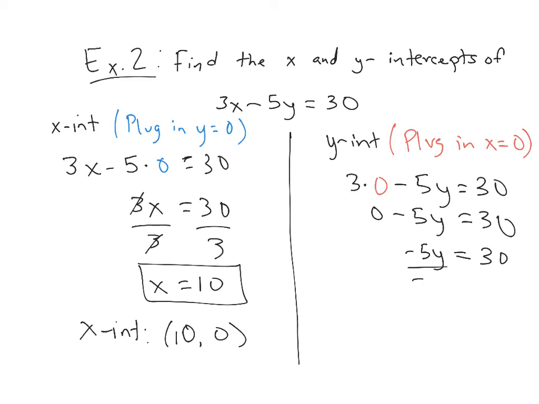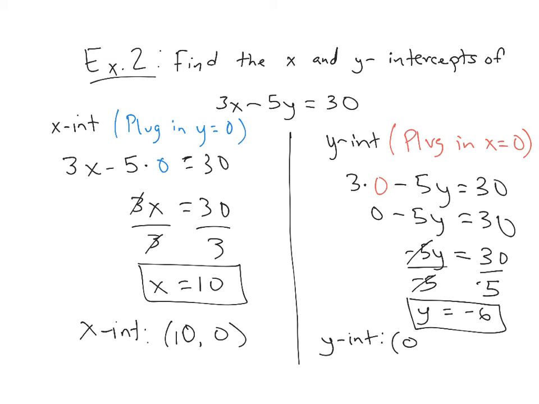Good, hopefully we divided that by negative 5. And when you do that, you get y equal to 30 divided by negative 5, which makes negative 6 here. So again, that means I plugged in an x value of 0, so my y-intercept is going to have an x value of 0 since that's what I plugged in, and negative 6 as my y value.